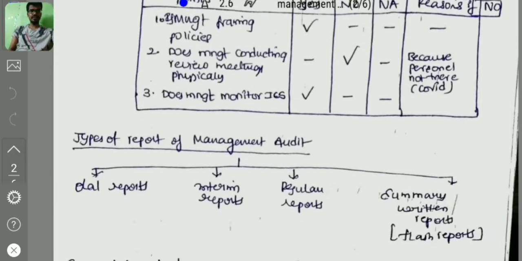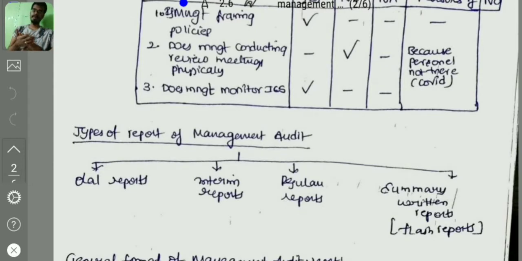Right. And coming to the types of management report, there are 4 types of management audit report: oral report, interim reports, regular report, and summary written report, or flash report. Summary written reports are also called flash reports. Oral report is just like we go to the management and say these points orally, not in written format. Interim report means from the date of audit of management to the date of final report, we will issue some interim reports to address the urgency of the situation. We will give interim reports, and the management should take decisions accordingly.